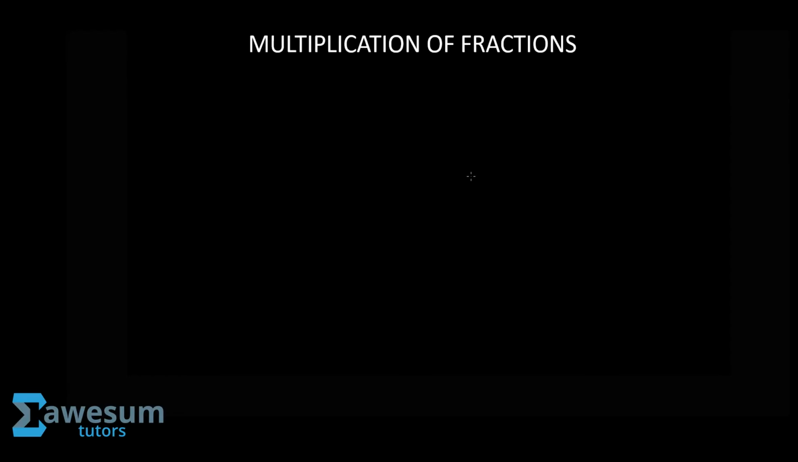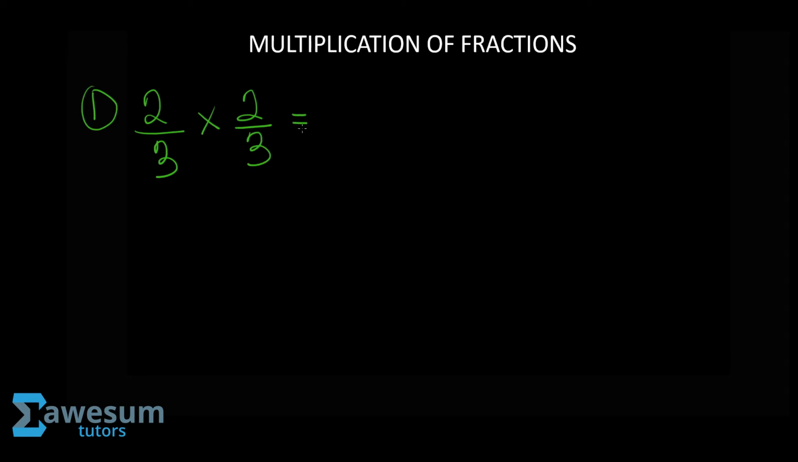Today we are going to be looking at the multiplication of fractions. The method we are going to be considering today involves multiplying the numerators and then multiplying the denominators, and then you simplify the products. Let's look at a series of examples right here for you to better understand what we are talking about. 2 over 3 times 2 over 3.